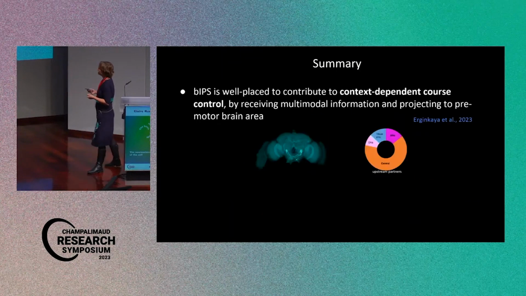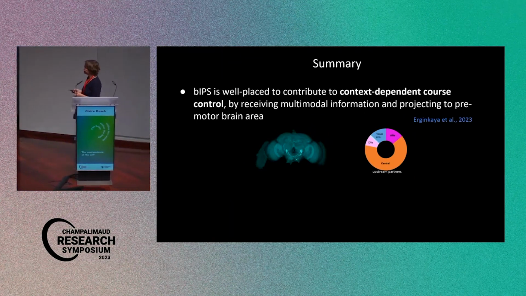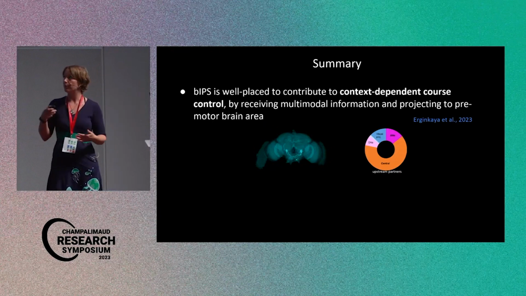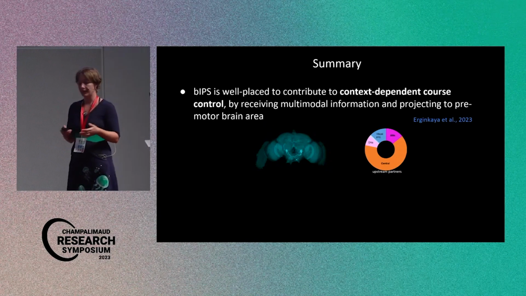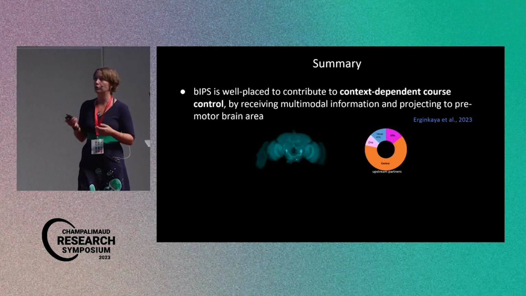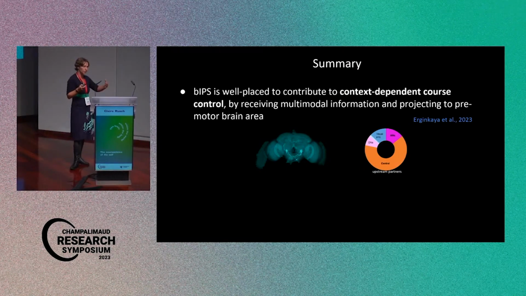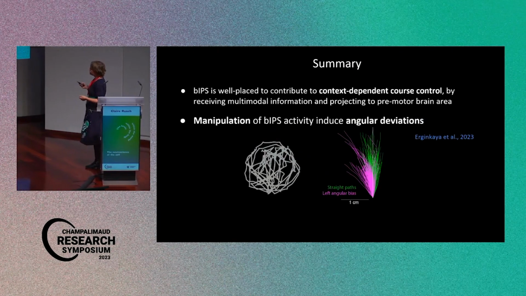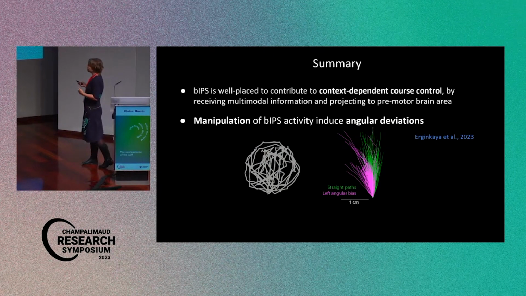OK, so to summarize, what I showed you today is that BIPs, this neuron, is very well placed to contribute to context-dependent course control because it receives many multimodal inputs from ascending neurons and visual projection neurons. And it's also, I should have said, a neuron that connects to premotor brain areas. So it's a neuron that is also going to inform what, for example, descending neurons should send as a motor command. We know that manipulating the activity of BIPs is going to trigger a change in behavior. It's going to make the fly less able to walk straight.